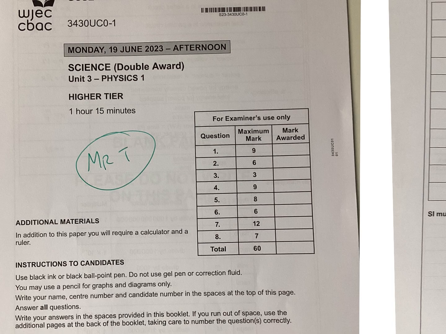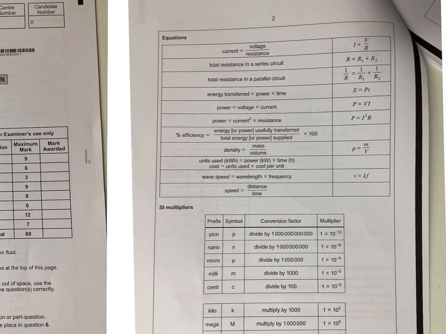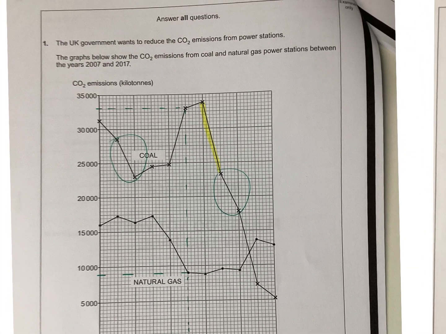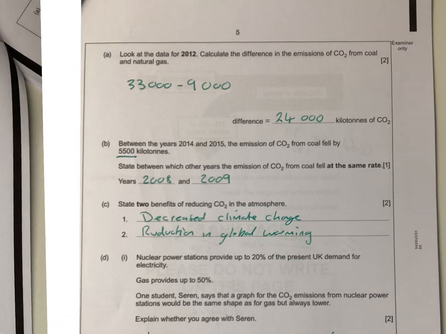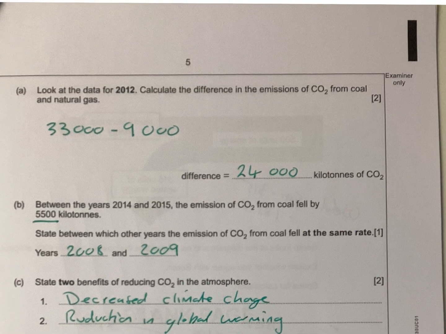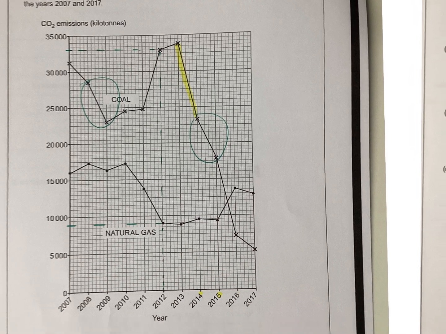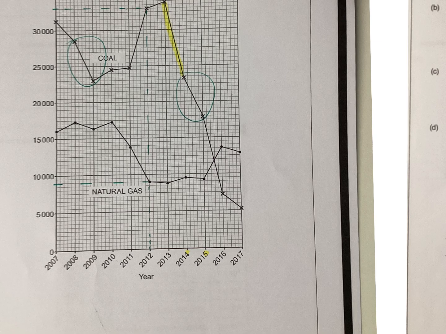2023 higher paper for the double award physics. Formula sheet. First question, we've got a graph and it's asking us to compare emissions of CO2 from both coal and natural gas at a particular year, and it was 2012, I think. So you come up, so we're comparing that one against what's happening up there.